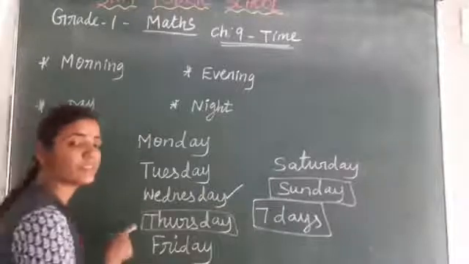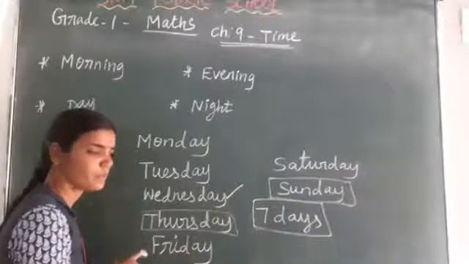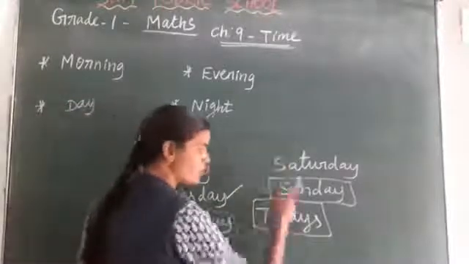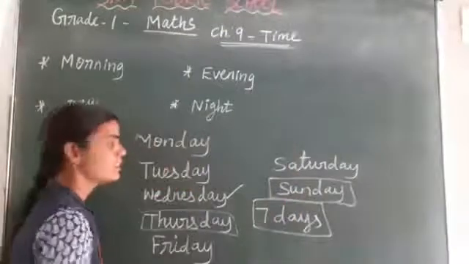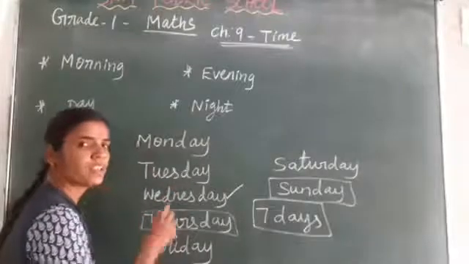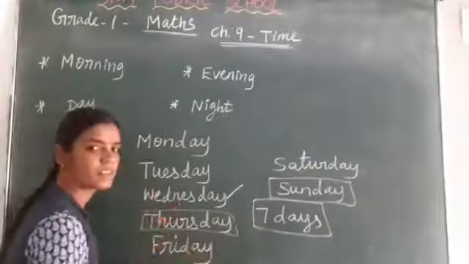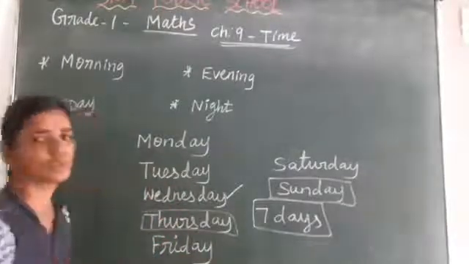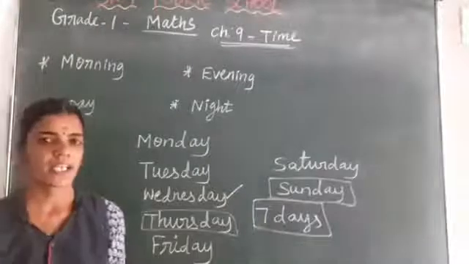So first, if you get a question like this, write down all the days of the week in one corner. Then select which is the day before and which is the day after. Tick it and write the answer. This is also a main concept in this time chapter.